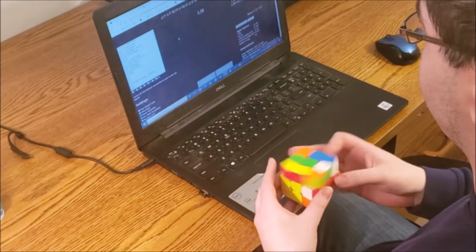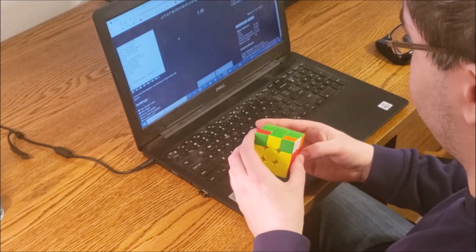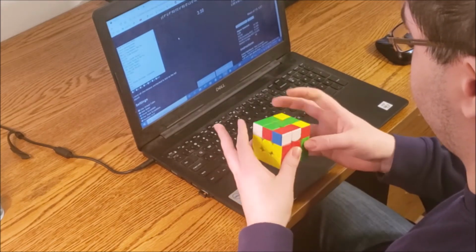So basically right when I finish scrambling, I will start the timer, recognize the case, and then execute the case, and then do the PLL.